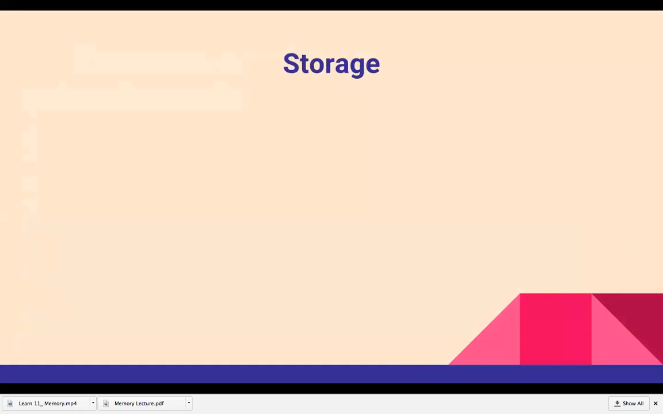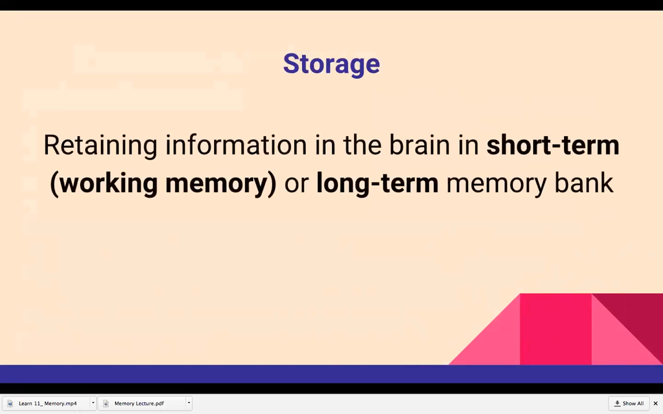All right, now the second stage of memory is storage. And storage is really just keeping information. It's taking information and putting it into the short-term memory bank, which is also called the working memory, or the long-term memory bank.